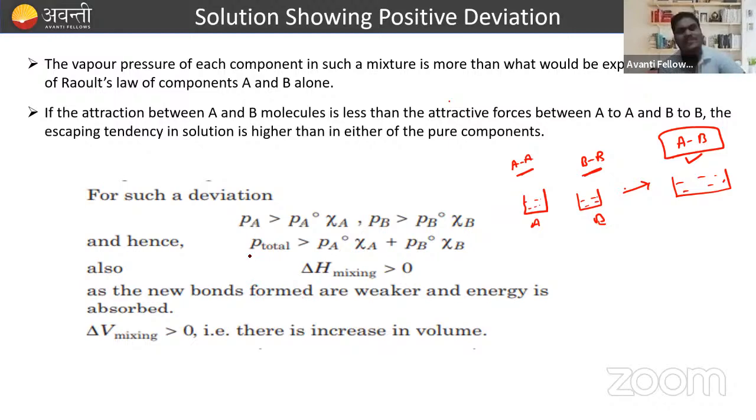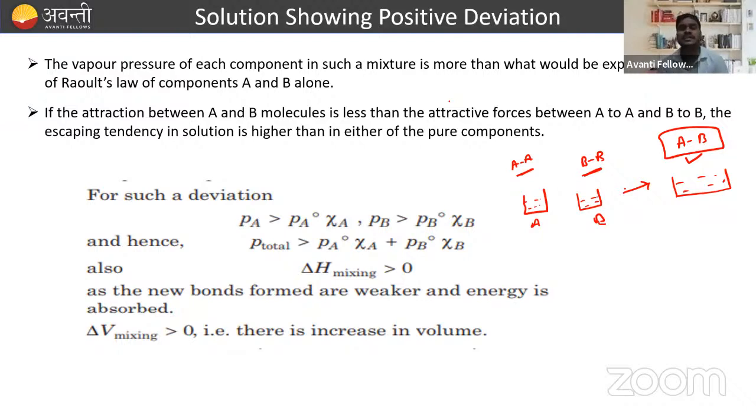Yeah, so for such deviation, PA is greater than P naught A into XA and PB is greater than P naught B into XB. And hence we can say that the total pressure is greater than P naught A XA plus P naught B XB. So this is how we can actually find out the positive deviation, which solutions show positive deviation and which solutions show negative deviation. I hope this is clear to you.